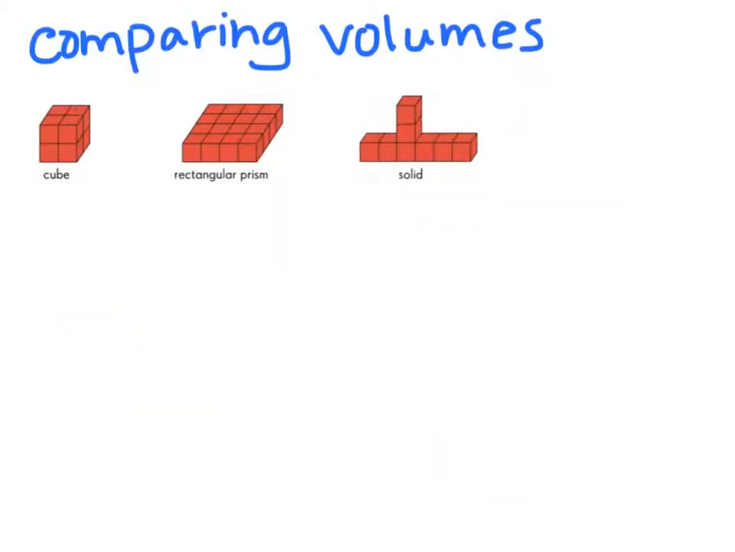Now let's compare volumes of solids. The cube has 8 cubic units. The rectangular prism has 16. And this solid has 8. So the cube or the solid has a lesser volume than the rectangular prism. The cube has the same volume as the solid. And the rectangular prism has a greater volume than the cube or solid.